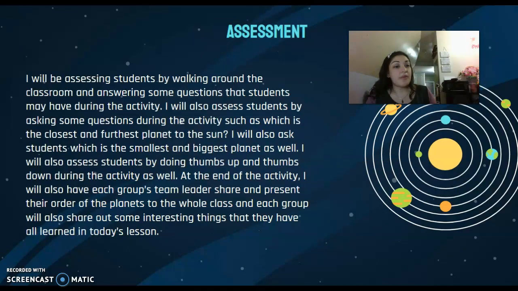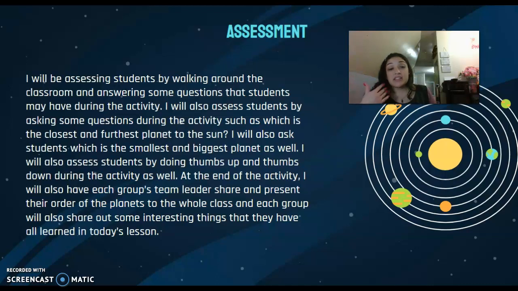Assessments. I will be assessing students by walking around the classroom and answering some questions that students may have during the activity. I will also assess students by asking some questions during the activity, such as which is the closest and furthest planet to the sun. I will also ask students which is the smallest and biggest planet as well. I will also assess students by doing thumbs up, thumbs down during the activity.